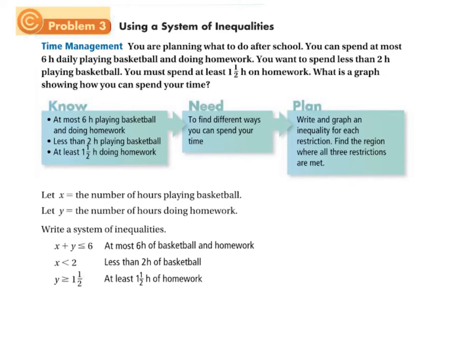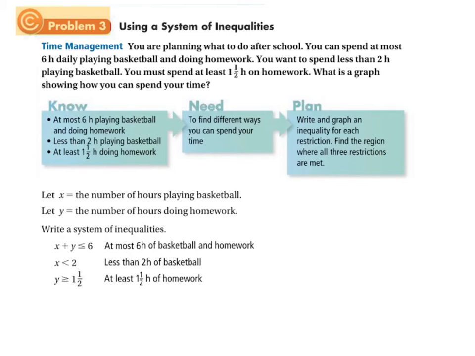Okay? We know that x, the number of hours playing basketball, has to be less than 2, stated that less than 2 hours of basketball. The y variable, number of hours of homework, has to be greater than or equal to an hour and a half. At the least, the lowest amount is an hour and a half, so it can be an hour and a half, but that's the least it could be, so it's that or more.